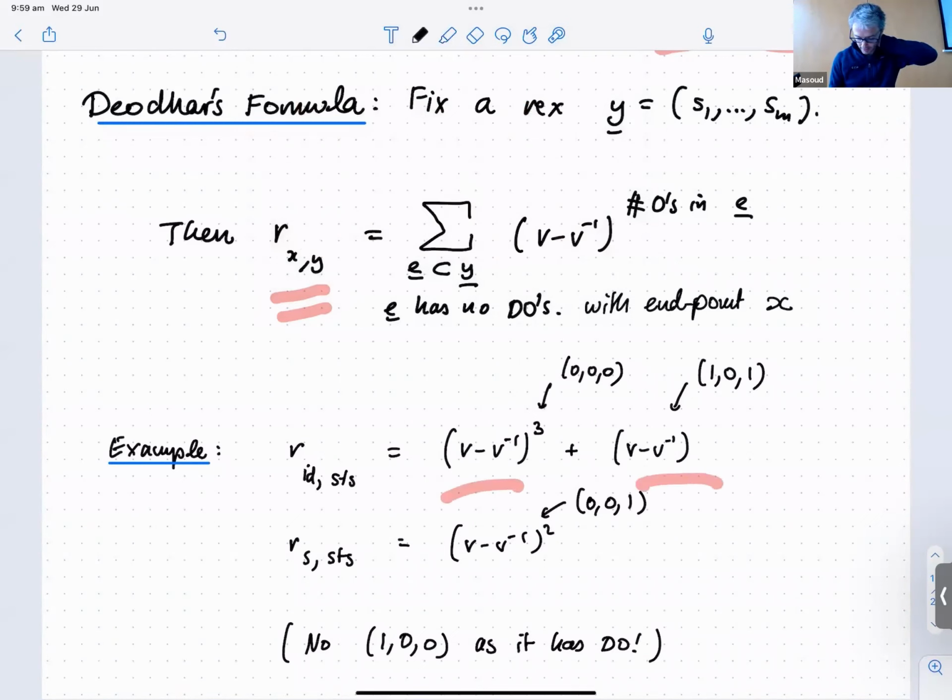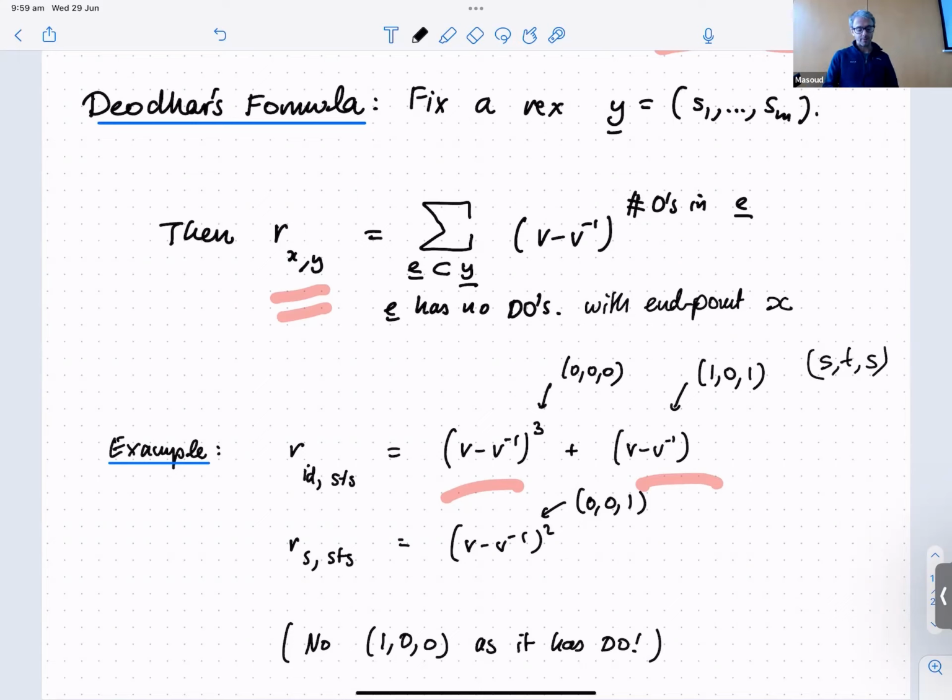So here's our word STS. There are two sub-expressions for the identity, 0, 0, 0, and where we go up at S and back down again. And these both do not have down zeros. So every time there's an instruction to go down, I do. And so I get two terms in my sum.